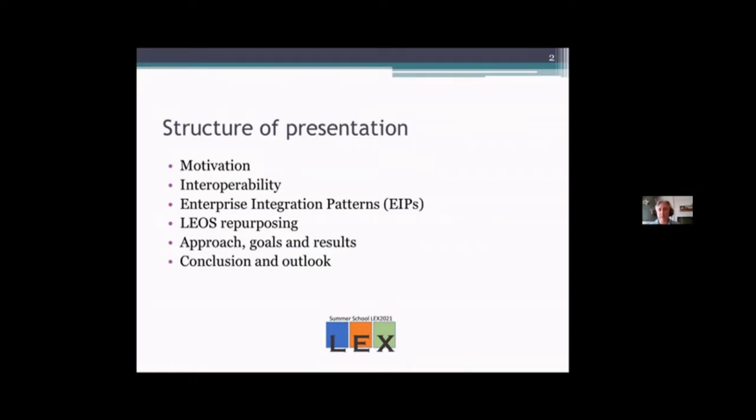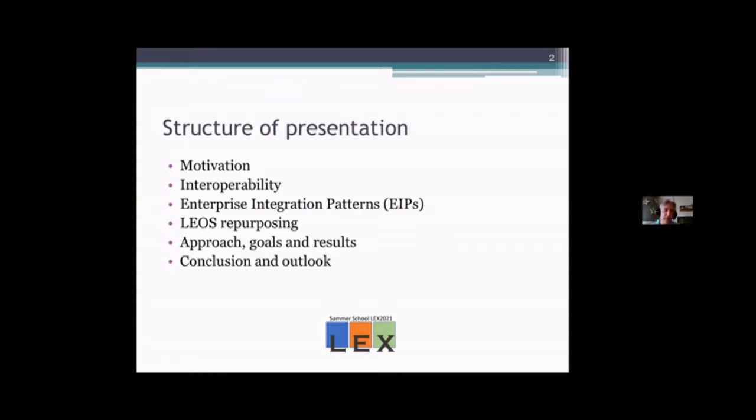And let me show what this idea is all about. I'm going to talk a little bit about why we are doing this, the motivation, essentially. Then I'm going to say some words about the concept of interoperability. Of course, most of you should know that already, but let me try to frame our work within the frame of interoperability, particularly legal interoperability. Then I'm going to share some insights on enterprise integration patterns, followed by a brief description of the LEOS system.